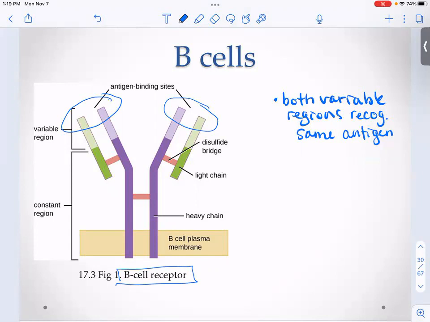On a B cell, there's something like 100,000 B cell receptors per cell. So they're all over the outside, and they all recognize the same thing. So the same antigen.